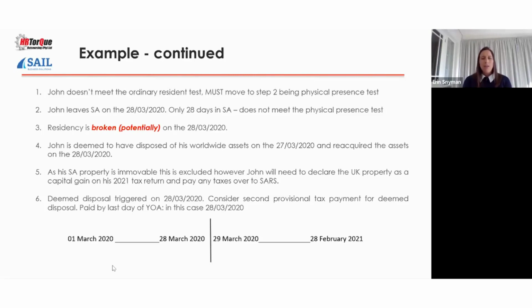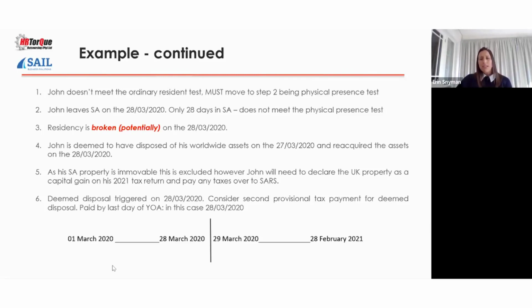Now, his South African property is immovable, and so we exclude that in our consideration for the Section 9H charge, but what will fall within the ambit of that Section 9H charge is the UK property. That UK property would need to be deemed to have been disposed of, and any capital gains tax on that will need to be paid across to SARS.